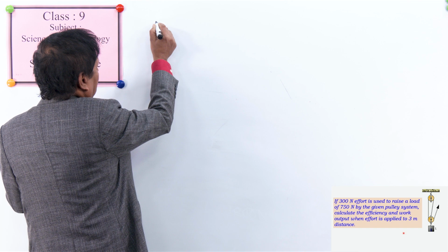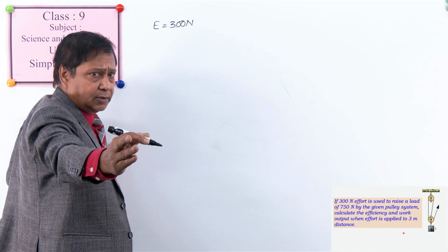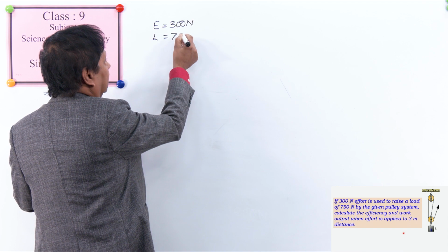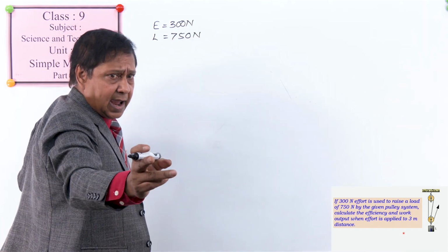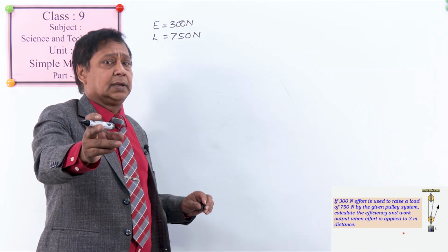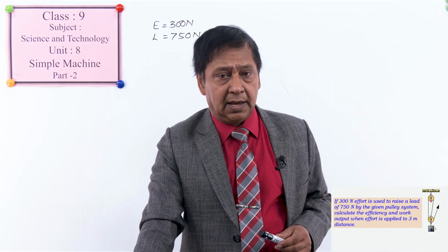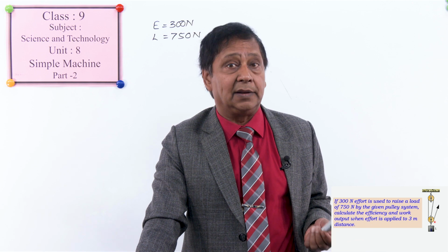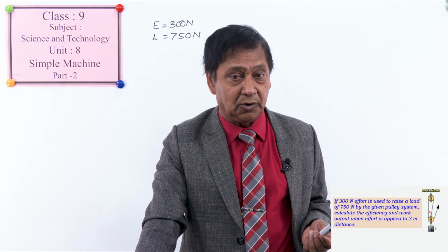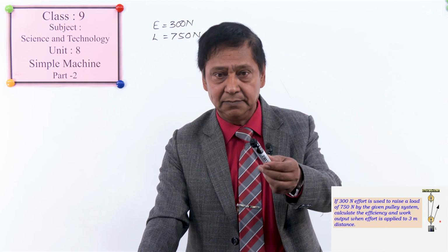Effort is given. Here effort is given. Effort is 300 Newton, and another, what load is given, L is equal to how much? 750 Newton, by the given pulley system. Given pulley system means, look at the pulley system. Here, what is the velocity ratio of this pulley system? 2 wheels are shown. Its velocity ratio is 2? No. Number of segments of the string supporting the load is 3. This is the twist. That's why velocity ratio of this pulley system is 3.